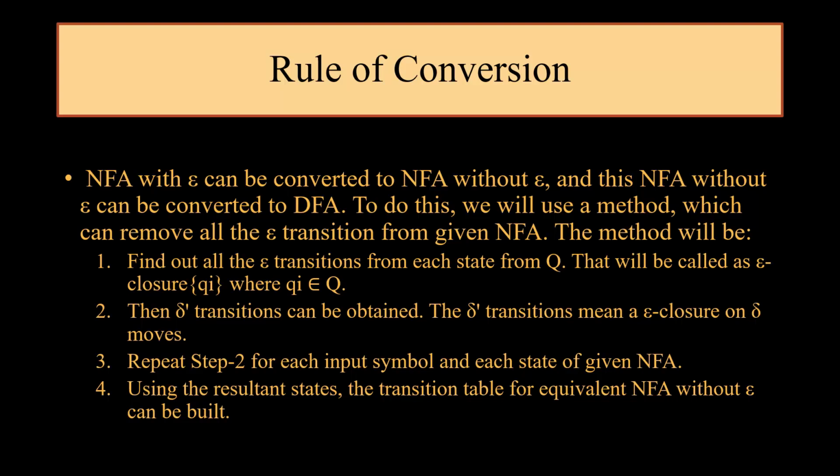In order to convert NFA with epsilon to NFA without epsilon, these are the rules which need to be followed. First of all, we need to find all the epsilon transitions from each state of Q, and we call it E closure of Qi. Then we find the delta transition of each state on E closure of that move, and then we keep on repeating this step for each input symbol and for each state, and ultimately the resultant table which we get is for NFA without epsilon. By considering an example, all these steps will be clear.